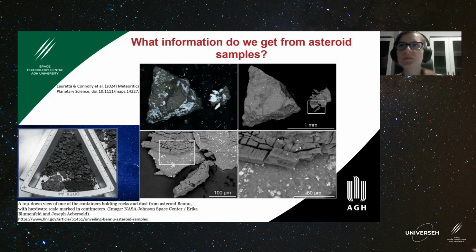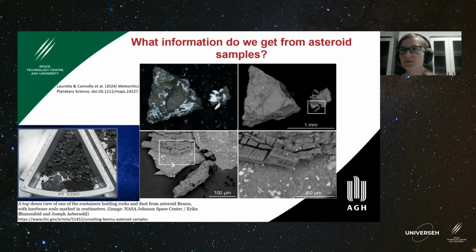Here is a picture of a tiny fraction of that asteroid called Bennu that was returned by NASA's OSIRIS-REx mission. We have microscopy images, and we also have a top-down view of one of the containers containing rocks and dust from this asteroid. We can also see a scale in centimeters. So we have this macroscopic view and this microscopic view. The images are progressively zoomed in.